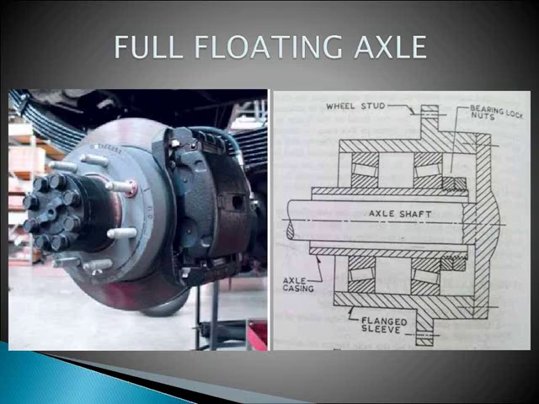The two taper roller bearings support the axle casing in the hub and take side load. Thus the axle shaft has to carry only driving torque. The vehicle weight is completely supported by the wheels and axle casing. As the axle shaft carries only driving torque, it can be removed and replaced without removing the wheels or disturbing the differential. In this case, the wheel remains in position even if the axle breaks, which is not possible with other arrangements.